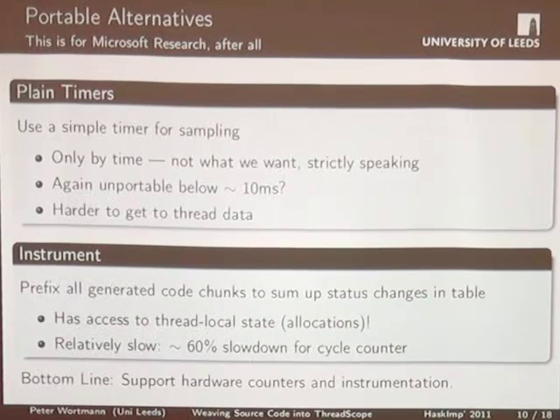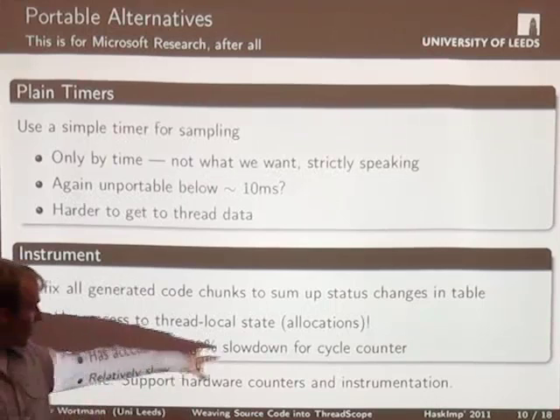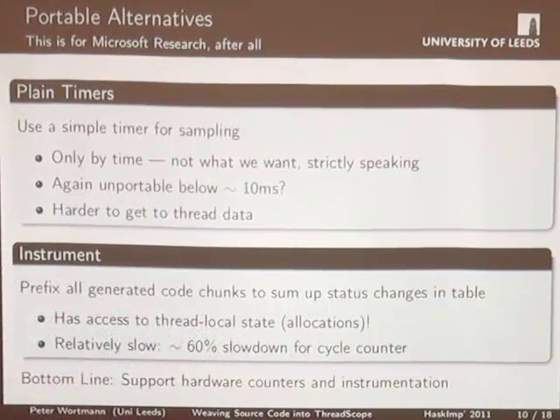Another alternative is that we could instrument our code. So for every piece of code that GHC generates, we put a kind of prefix to it that notes down some data. Obviously now we are talking about changing the program, and we might get slow. That's just pretty much for reading the cycle count of the processor. We are already at 60% slowdown for our program. So bottom line, I currently have concentrated on implementing the hardware performance counter support and this instrumentation for the server side.